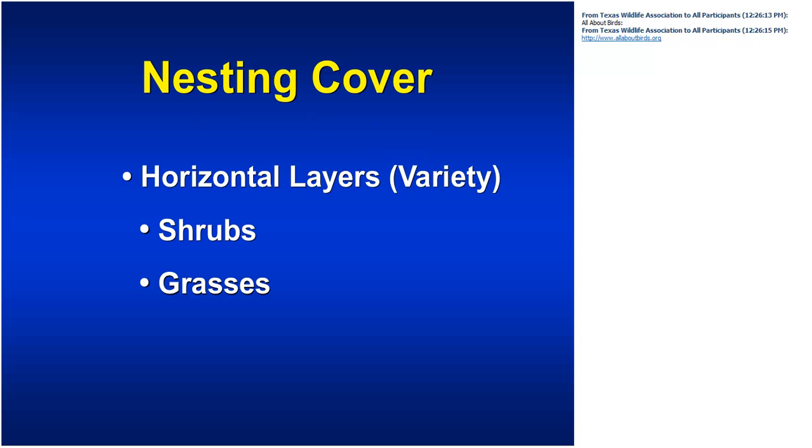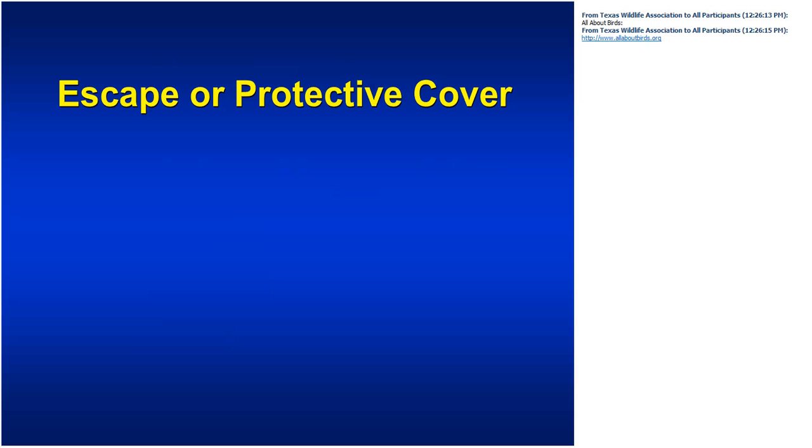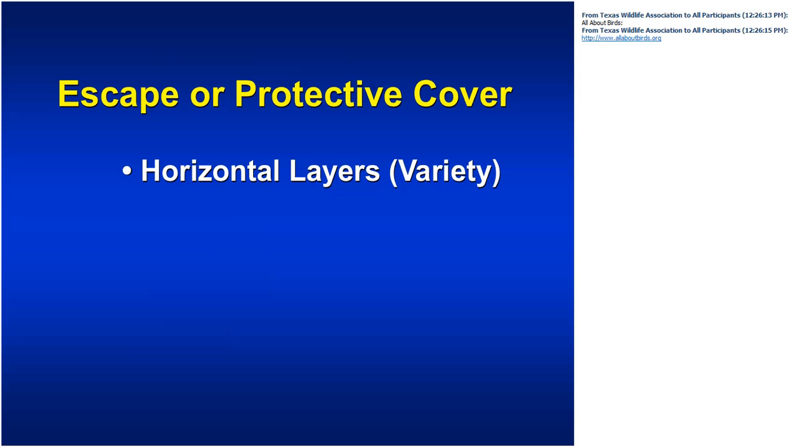Snags can be important, which are standing dead trees, and actually with the drought, we have maybe a lot more snags than we had in the past, and that may be something that we really want to try to maintain, so not removing all of them. So that's something to think about with maybe some drought-killed trees. Escape or protected cover, horizontal layers, again, is really important. Snags, again, are important as escape and protected cover for certain types of wildlife.